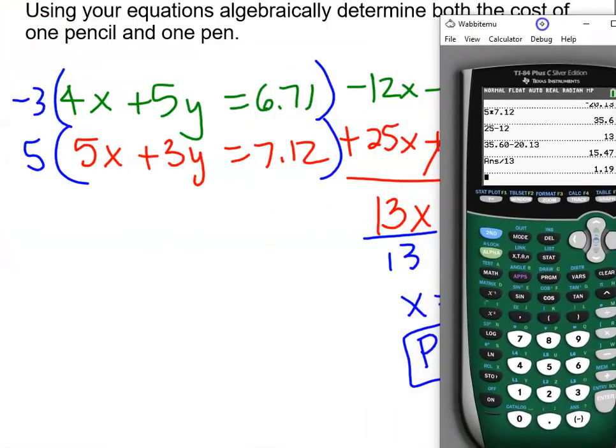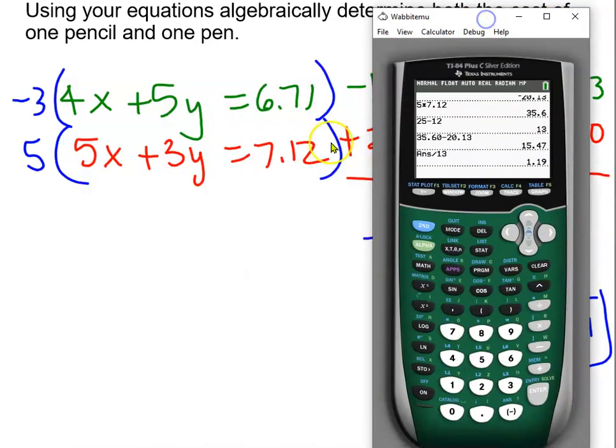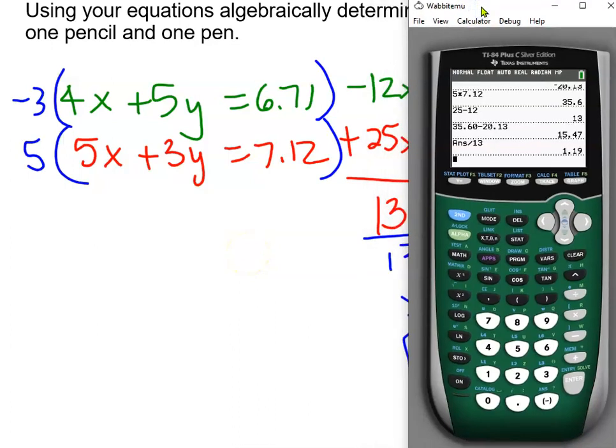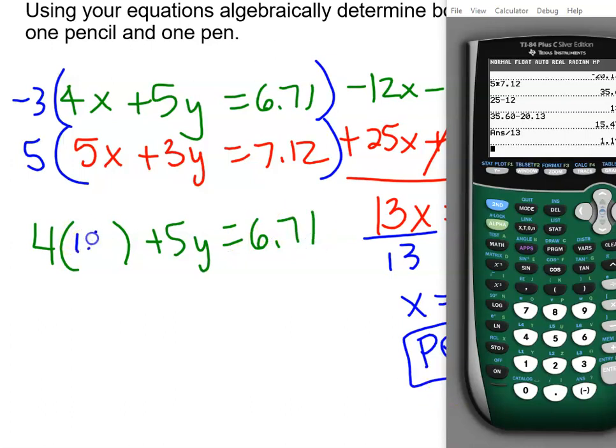So here's what I'm going to do. I'm going to choose either the green sentence or the red sentence, and I'm going to remove the letter x and replace it with $1.19. So I think I'm going to choose the green sentence. So I'm going to write, but instead of the letter x, you know what I'm going to put there, right? This is called the substitution method. I'm going to put $1.19.